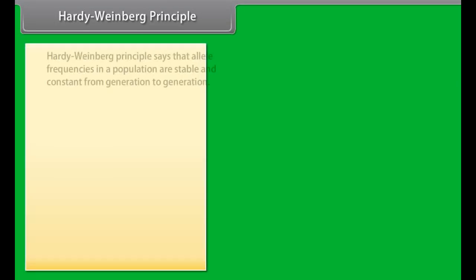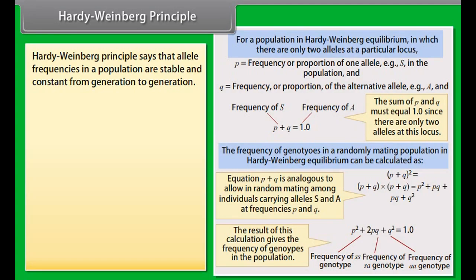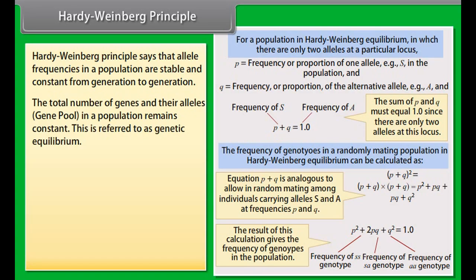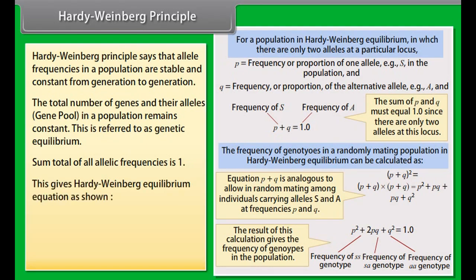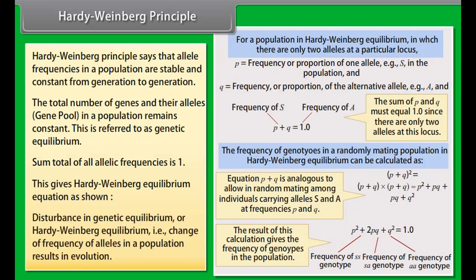Hardy-Weinberg principle. Hardy-Weinberg principle says that the allele frequencies in a population are stable and constant from generation to generation. The total number of genes and their alleles, that is, gene pool, in a population remains constant. This is referred to as genetic equilibrium. Sum total of all allelic frequencies is 1. This gives the Hardy-Weinberg equilibrium equation as shown. Disturbance in genetic equilibrium or Hardy-Weinberg equilibrium, that is, change of frequency of alleles in a population, results in evolution.